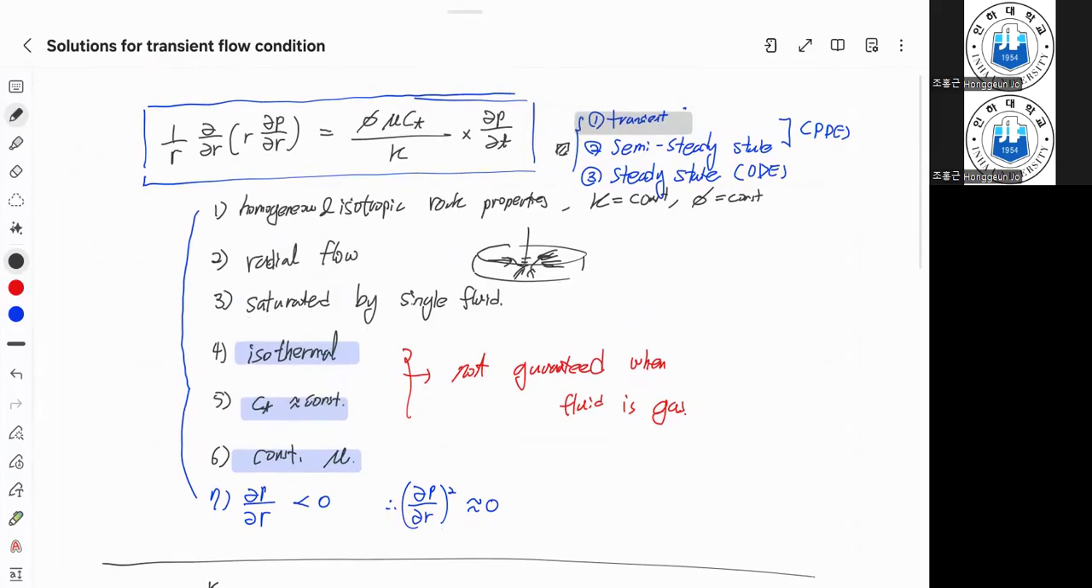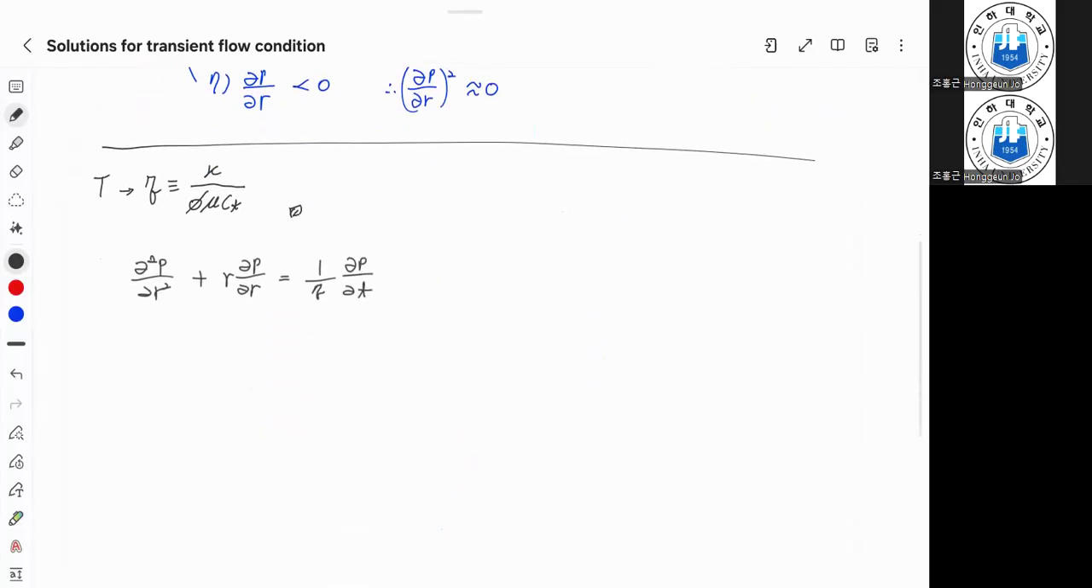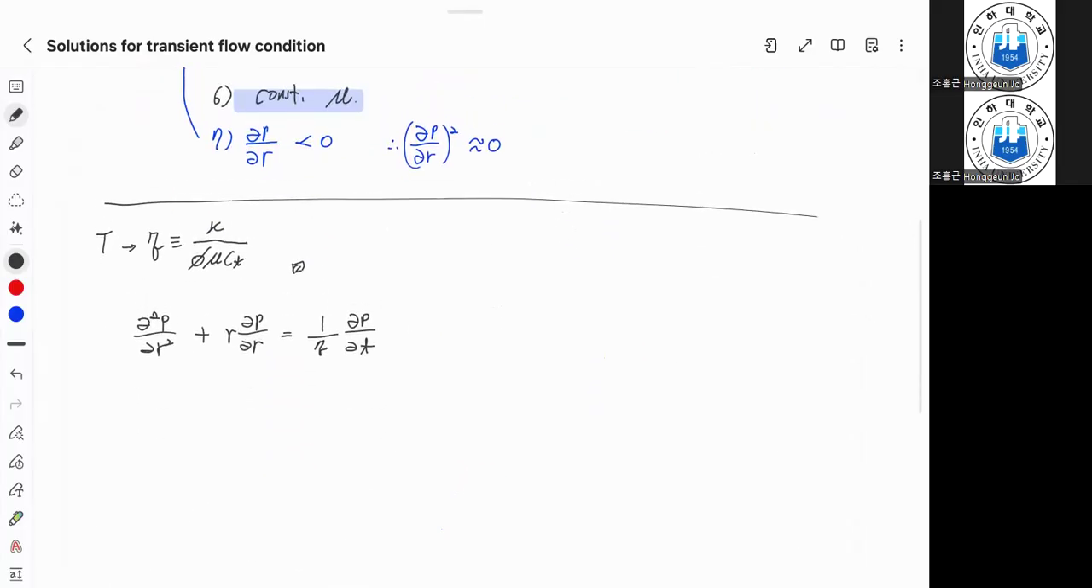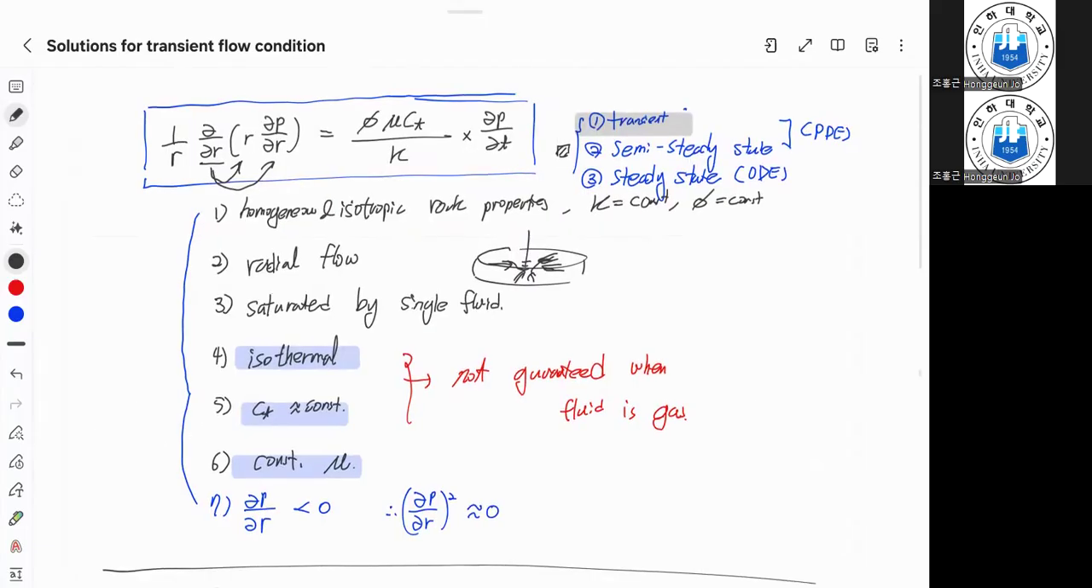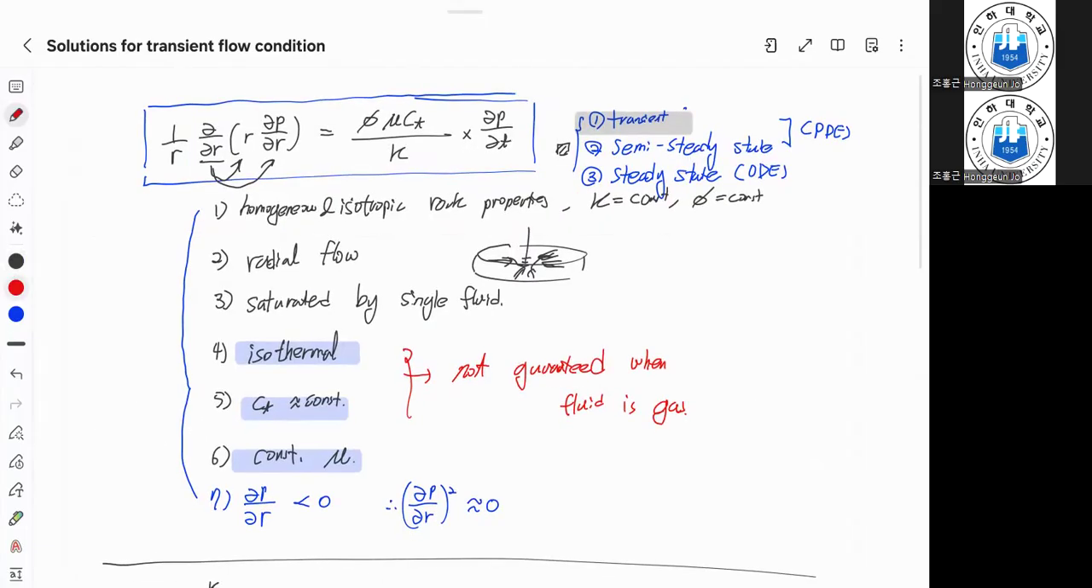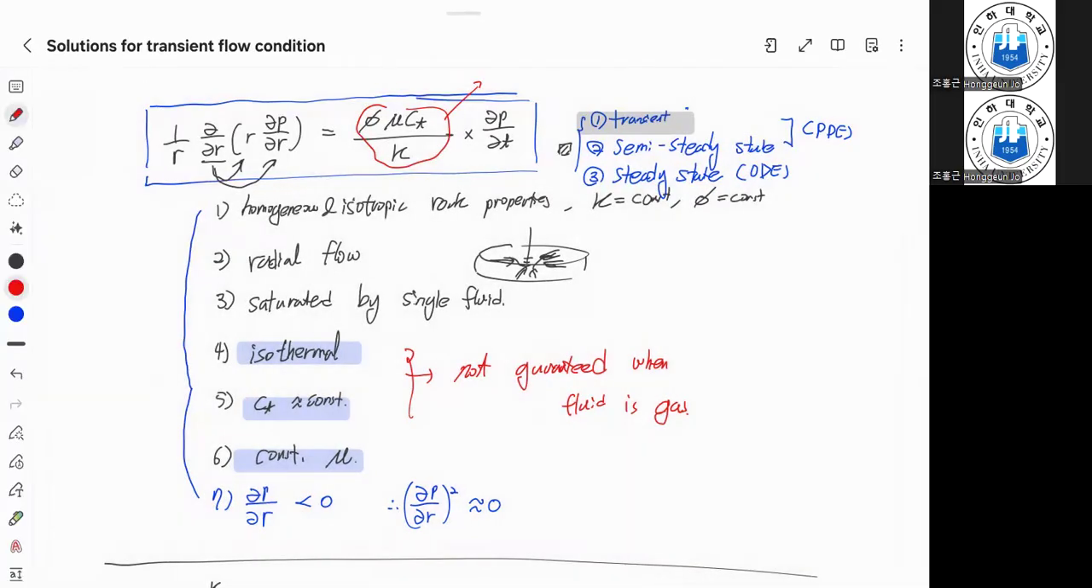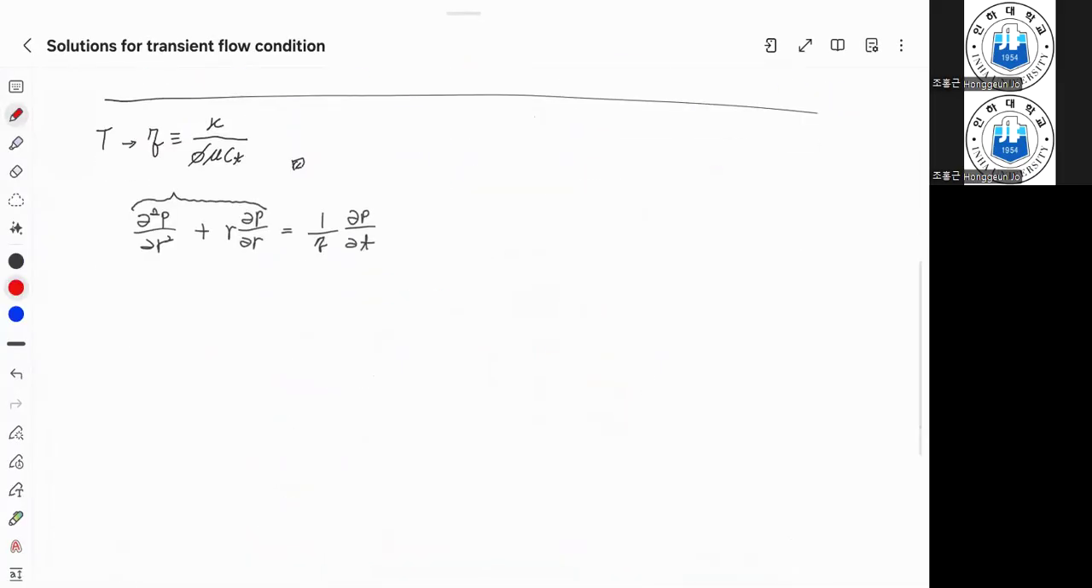I simply expand this partial R into this term, and then using the chain rule, I could make it in a two-term form here, and on the right hand side, we've just replaced this with 1 over eta, and that's how we get this equation.